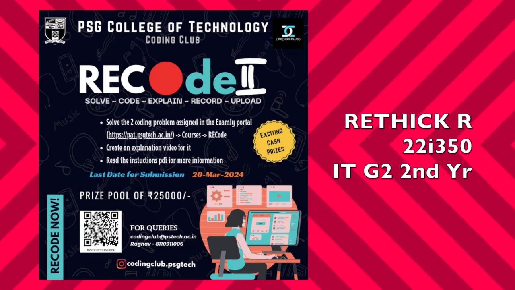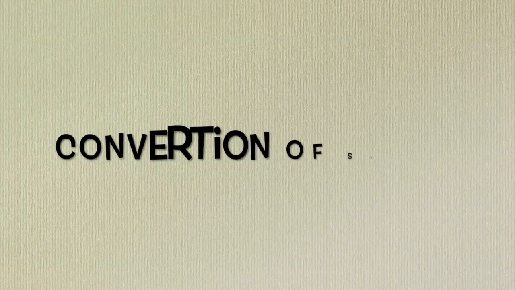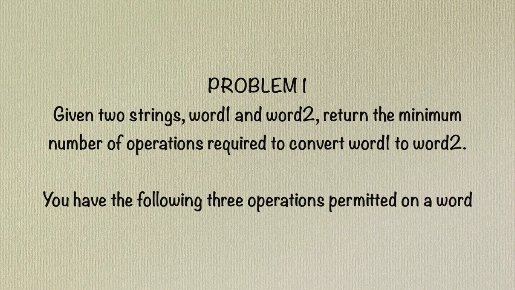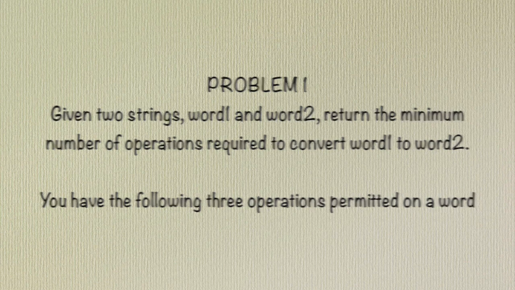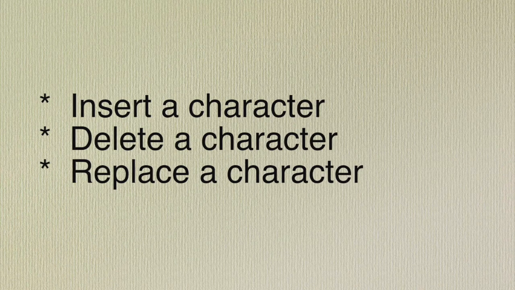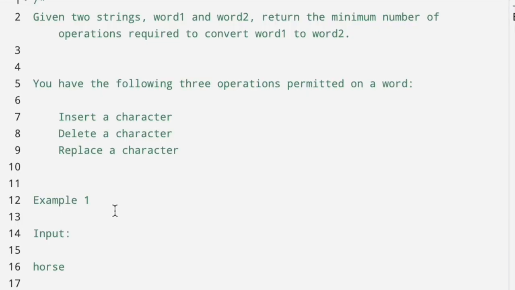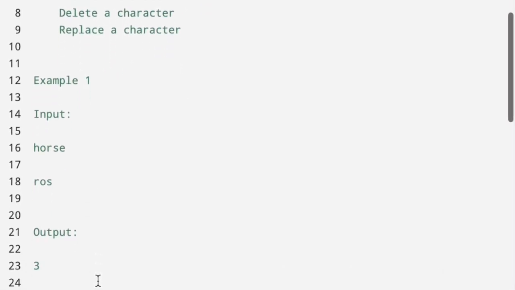I'm here to explain two questions given by LeetCode. Let me explain the first question. Given two strings, word 1 and word 2, return the minimum number of operations required to convert word 1 to word 2. Three operations are permitted on a word: inserting a character, deleting a character, and replacing a character. First, in example 1, they have given the two words horse and ros.